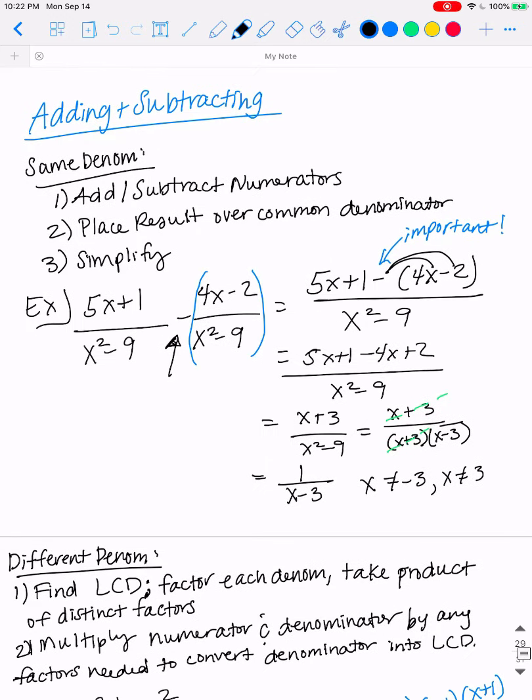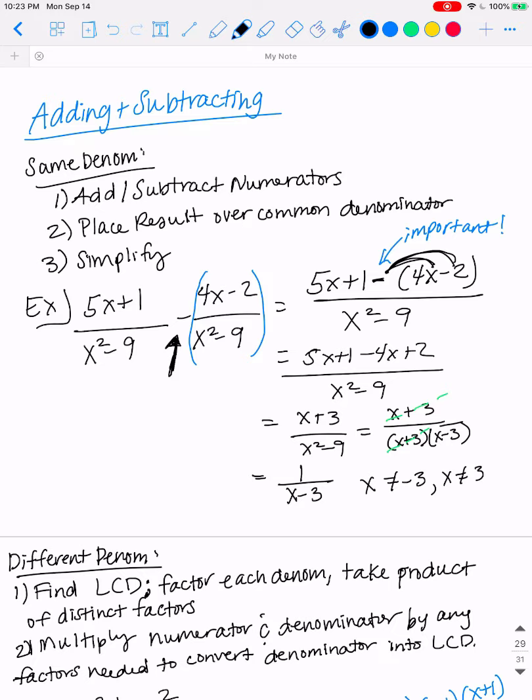Adding and subtracting rational expressions is a little bit different when we have the same denominator versus different denominators. When we have the same, we're adding or subtracting numerators, placing the result over our common denominator, and then simplifying. Here we have a subtraction of two rational expressions. We take the numerators and put them together, so we have 5x plus 1. It's important to remember that the negative is applied to the whole term, so we keep this outside the parentheses and then distribute it to both terms. We end up getting 5x plus 1 minus 4x plus 2, and then we can combine like terms to get x plus 3 over x squared minus 9.